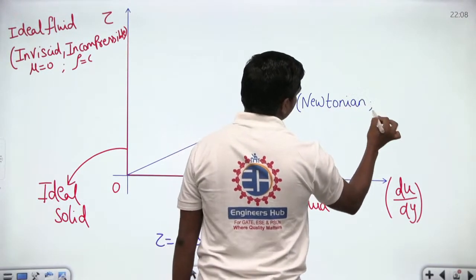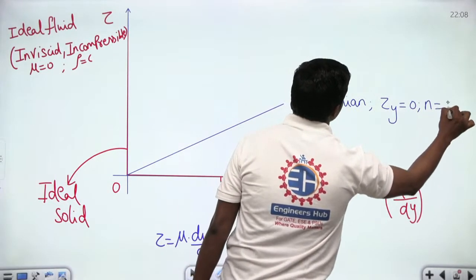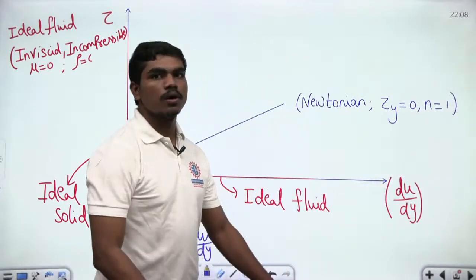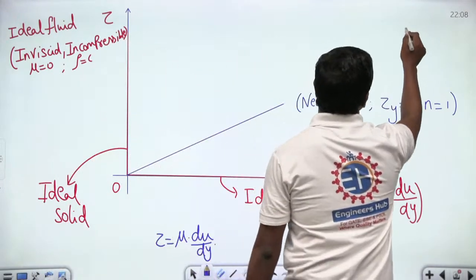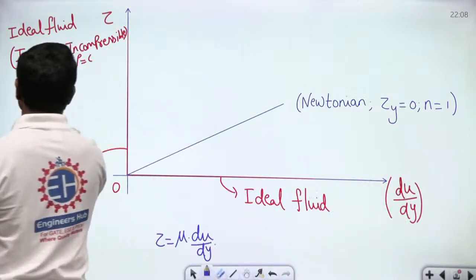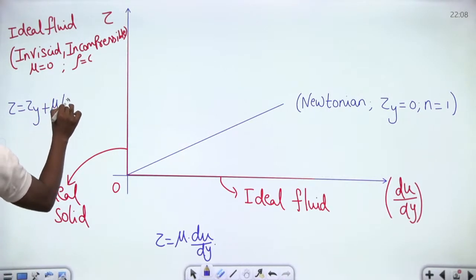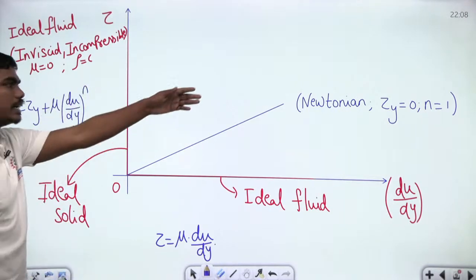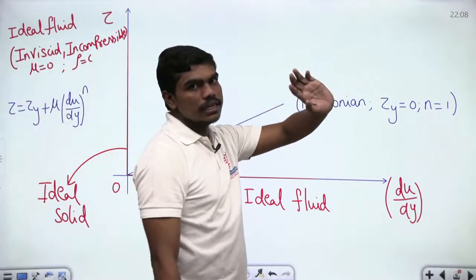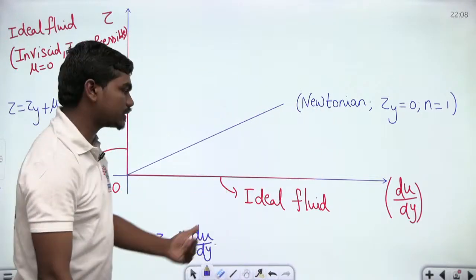Now this is your Newtonian fluid, and in case of Newtonian fluid, your yield shear stress is equal to 0 and your n value is equal to 1. Your flow behavior index is equal to 1. This is what we have seen. When tau y is equal to 0, in the main equation, tau is equal to tau y plus mu into (du by dy) whole power n, for getting a Newtonian fluid, your n value is 1 and your tau y is 0. Correct?